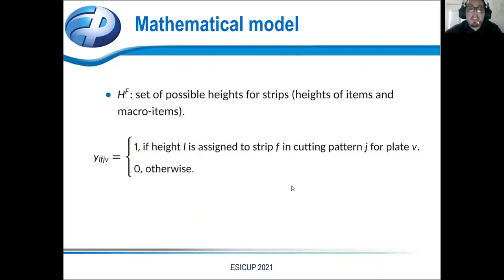So in this context, we have the parameter HF that indicates the set of possible heights for strips. That is the different heights of items and macro items, and the binary variable Y indicates which height is assigned to each strip of a cutting pattern.